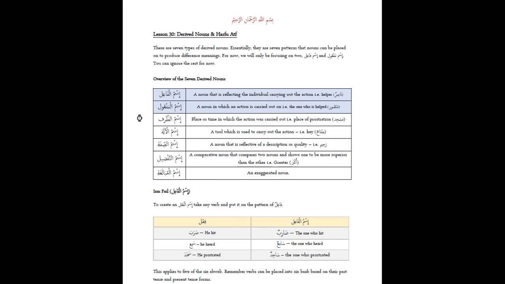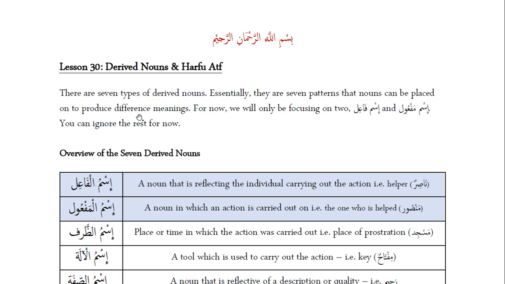Okay, Bismillah, Assalamu alaikum. So in lesson 30, we looked at two main concepts. We started to delve into derived nouns, and we also looked at harf or atf. So let's look at what derived nouns actually are.